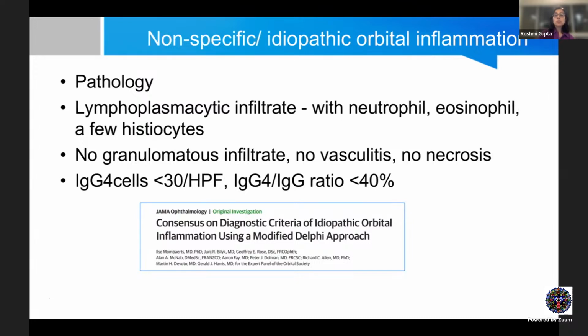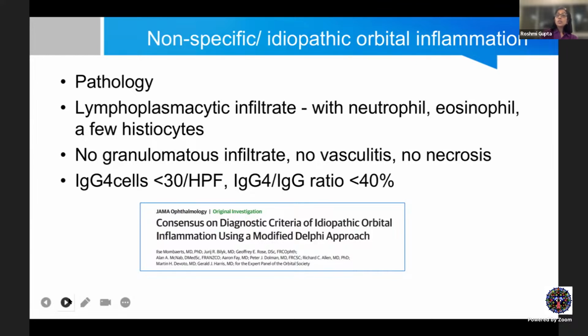The next point we come to in an idiopathic orbital inflammation is the pathology. We need to do a good incisional biopsy. And in idiopathic orbital inflammation, we are probably going to get a lymphoplasmacytic infiltrate, which may be a mixed infiltrate with some neutrophils, eosinophils, a few histiocytes. So there's no granulomatous infiltrate, no vasculitis, and no necrosis.